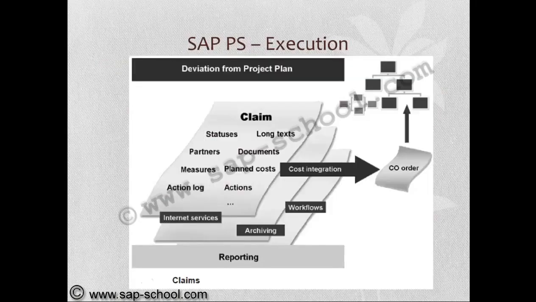So if you see the claim, that is nothing but a deviation from what we have planned. How does it work? Whenever a claim arises, it will be raised in the system, then the estimated cost will be booked under the WBS via an internal order.